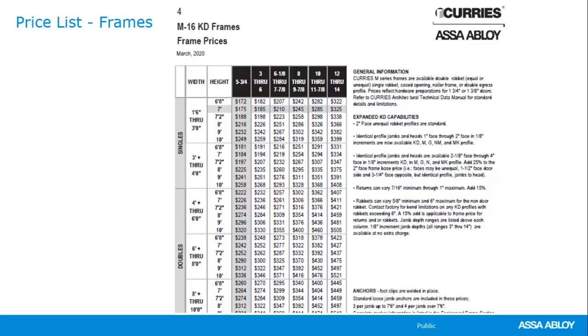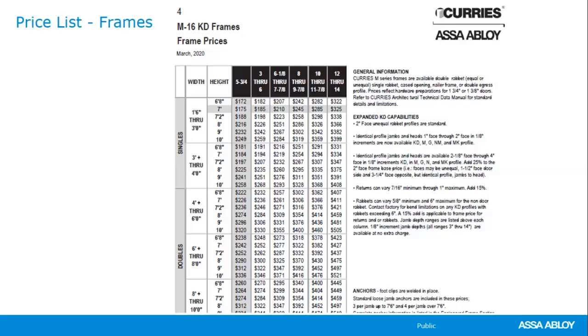You'll notice that this goes up to a 14-inch jamb depth frame. Curries has the capabilities to make a frame with up to 26-inch. Anything over 14-inch will need to be priced from the factory. So you have the ability to price all the way up to a 14-inch right out of the price book.